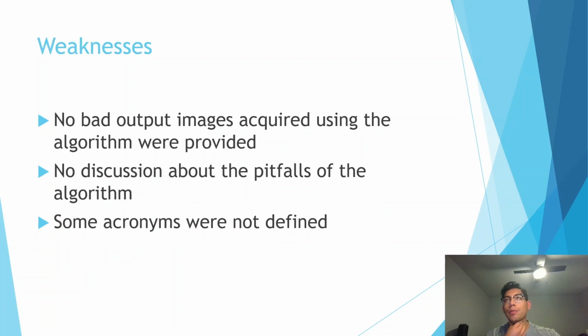However, they didn't provide any images that displayed where the algorithm would fail. And I felt like that was a missed opportunity to provide the readers with some kind of discussion of what are the times when it would be inappropriate to use the algorithm, or where you would not want to use the algorithm because it fails in a certain area. And then some of the acronyms weren't defined.